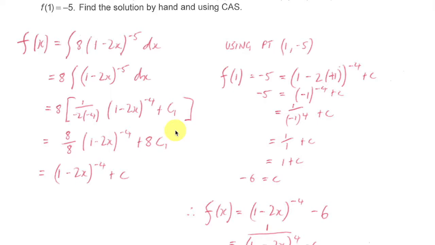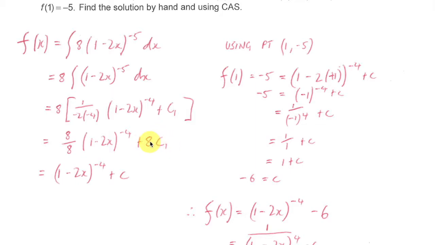I'm now going to tidy things up. So I'm going to take the 8 through, and I end up with negative 2 times negative 4 is positive 8, and this 8 being multiplied through the top is positive 8 there. So I have 1 minus 2x to the power of negative 4, plus 8 lots of that specific C1.